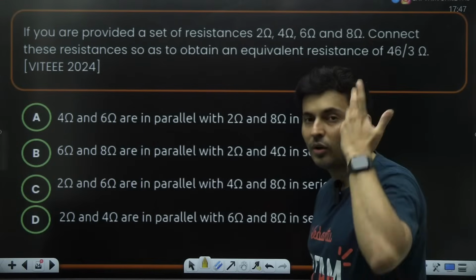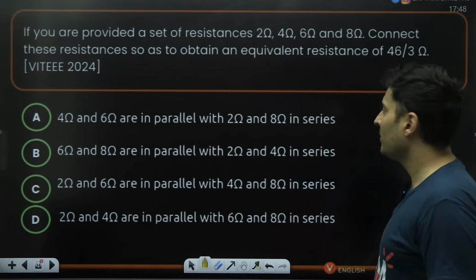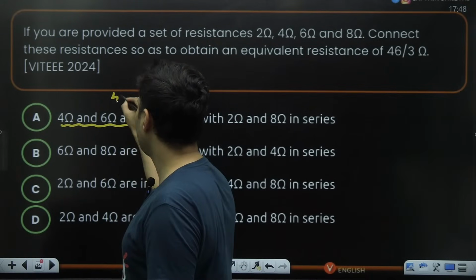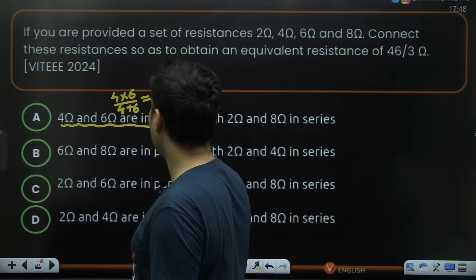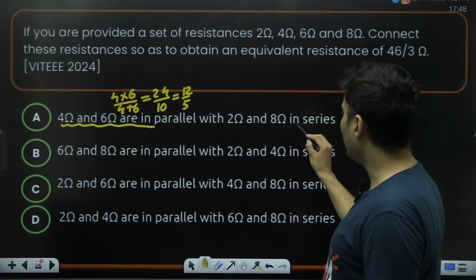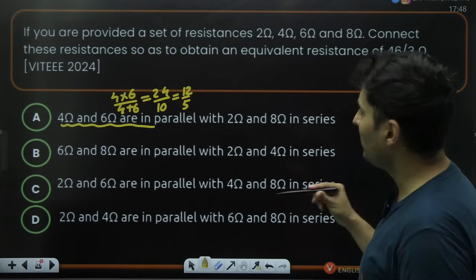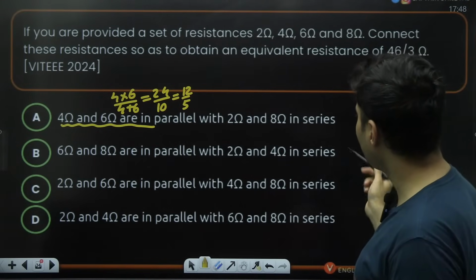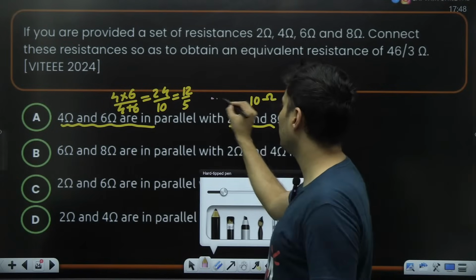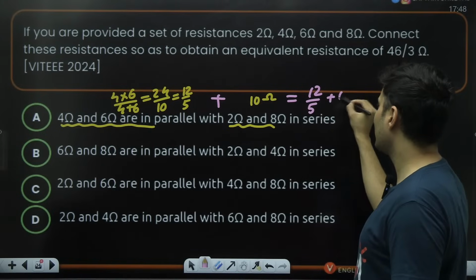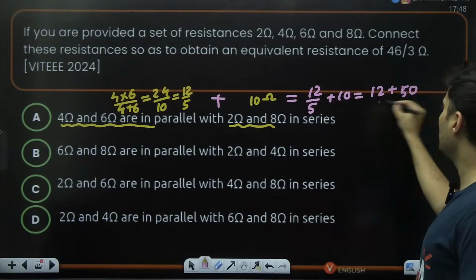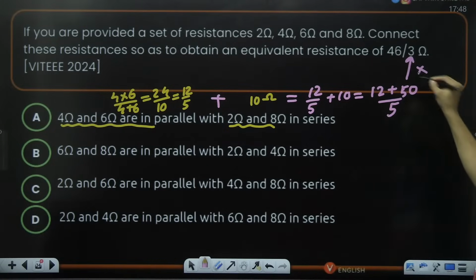Try out different combinations. Worst case, if you are not able to think, try to eliminate it with options only. Okay, so just try out randomly any of the options. Let's say I try this option, 4 and 6 are in parallel, so it will be 4 into 6 divided by 4 plus 6, so 24 by 10, which is 12 by 5. The 4 ohm and 6 ohm in parallel are in series with 2 ohm and 8 ohm. 2 ohm and 8 ohm in series means it is basically 10 ohm, and if you add both of them, 12 by 5 plus 10, guys. So this will be nothing but 12 plus 10 fives are 50, divided by 5. Definitely it is not equal to this.